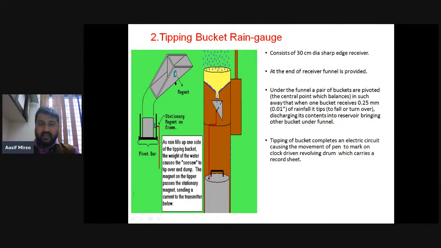So you can see here the receiver has a 30 centimeter diameter. Now this receiver receives the water, and at the end the receiver funnel is provided. From this funnel, a pair of buckets are pivoted at the central point, which balances them. It is placed in such a way that when one bucket receives 0.01 inch of rainfall, it tips.